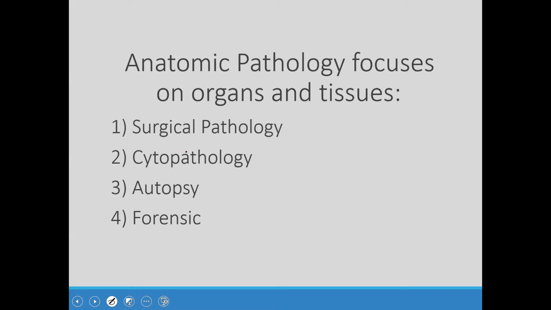The next division under anatomic pathology is called cytopathology. Cytopathology is essentially focused on making diagnoses from cells instead of tissue. The primary mechanism by which cells are received in cytopathology is called a fine needle aspiration, where essentially they take a very tiny needle, stick it into the tissue, remove a few cells, and the cytopathologists are able to make a diagnosis from those few cells.